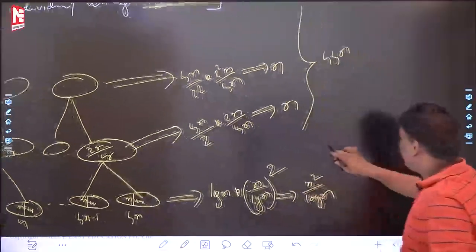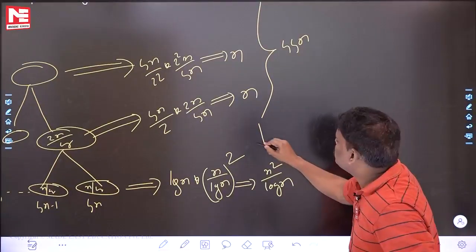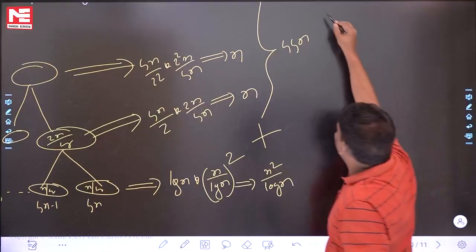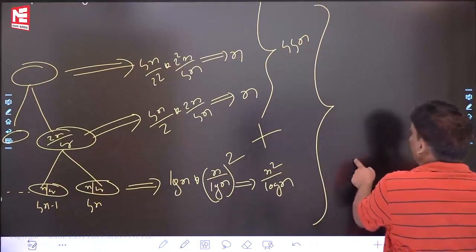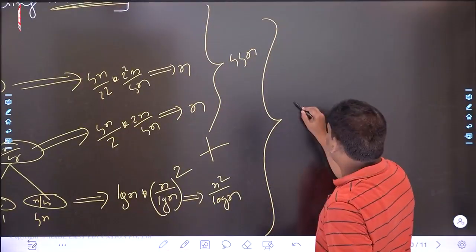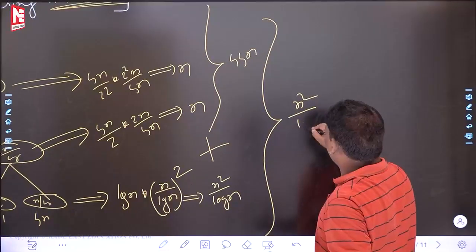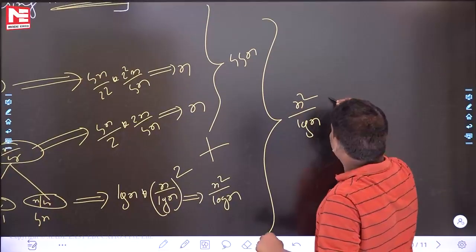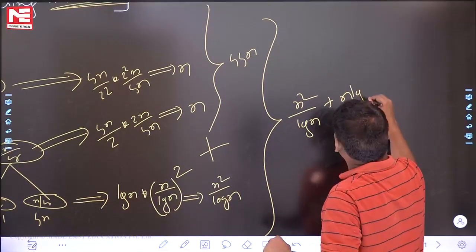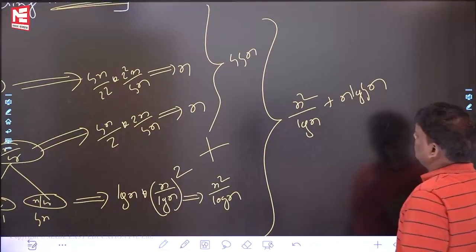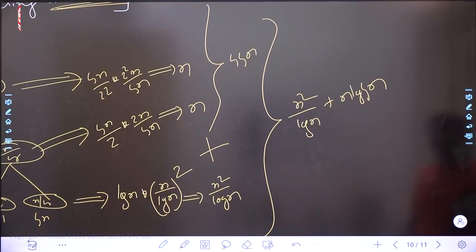Right? So what is the final answer? This one plus this one. Overall, what is the answer? This is the overall answer. Can you help me now? Bottom level cost, n square by log n. Remaining level cost, n log n. Other than this, nothing.